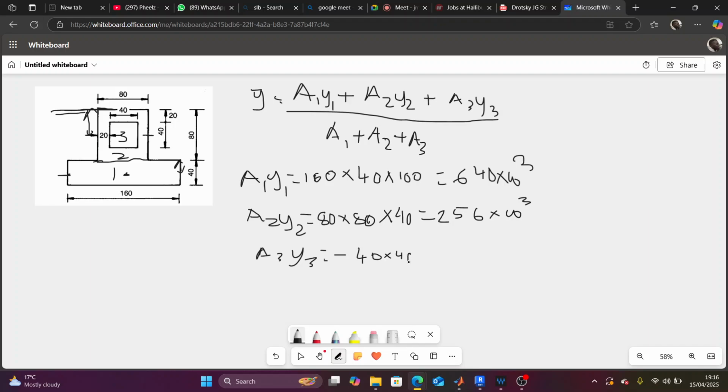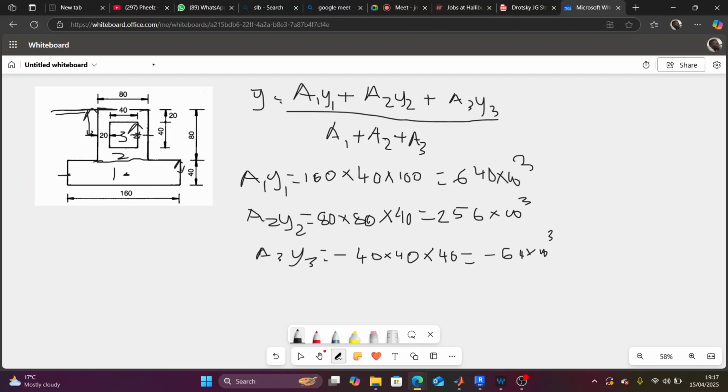Now, what is the y? Remember, y, it has the center here. So, the center of this small rectangular is 20. But since we are taking reference from top, we have to read from top until where the middle is, which is basically 40 as well. Let's do it quick. What's the answer? Negative 64 times 10 to the power 3.